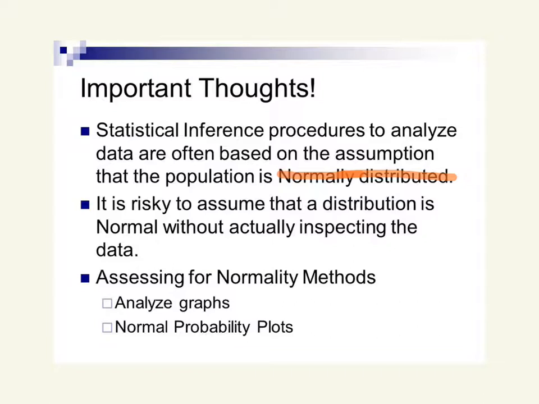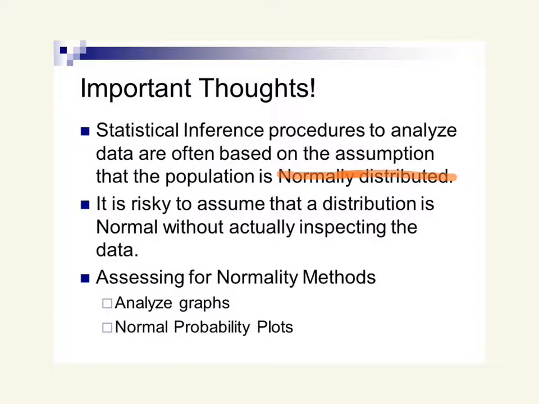So there's 2 different ways that we can assess for normality. And it fits well here because we've just come out of chapter 1 where we've talked about a whole bunch of different types of graphs that we can utilize. And so one of the methods that we can use to assess for normality is that we can actually analyze the graphs of the distribution. And we'll look at that here in a moment. The second is through the use of what's known as a normal probability plot.